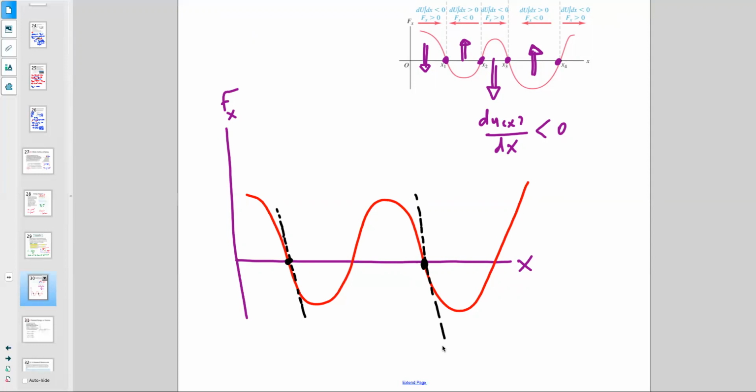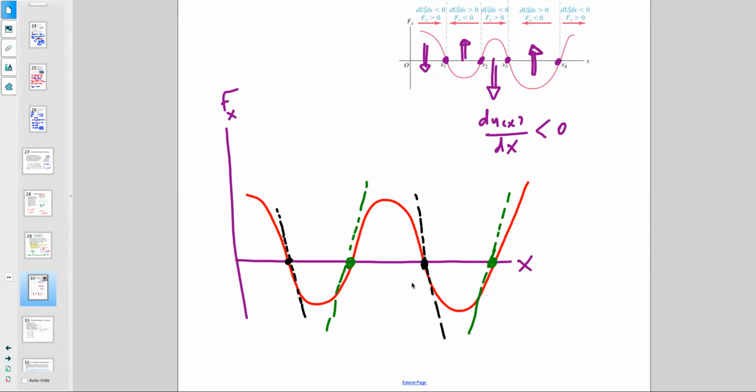And if you do the same thing for here and here, which are unstable, you see that you have a positive slope. And this is a slope of F(x), the force times force displacement, or the force position slope, by the way. So these are unstable for the green and stable for the black ones.